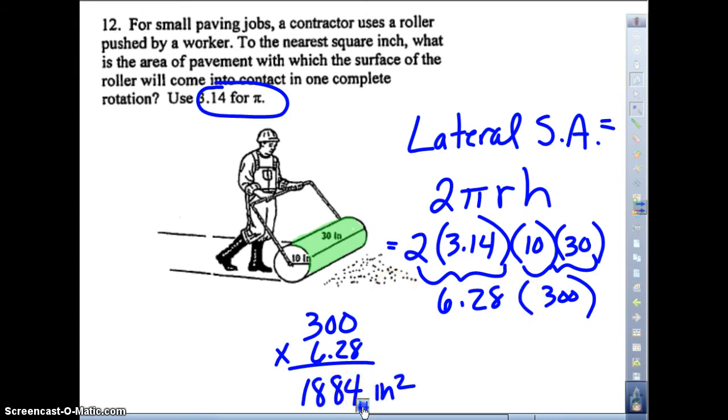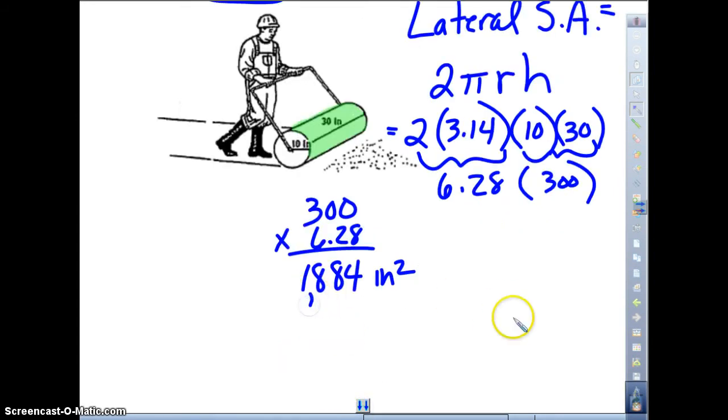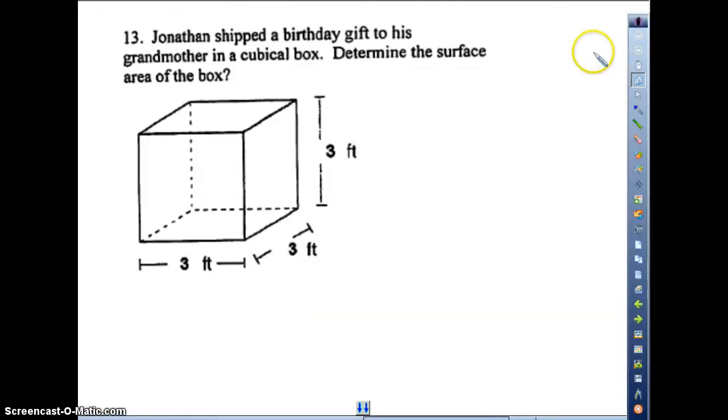Did you get 1,884 inches squared? Is it in the answer bank? Okay, great. Number 13 says, Jonathan shipped a birthday gift to his grandmother in a cubicle box. Determine the surface area of the box.